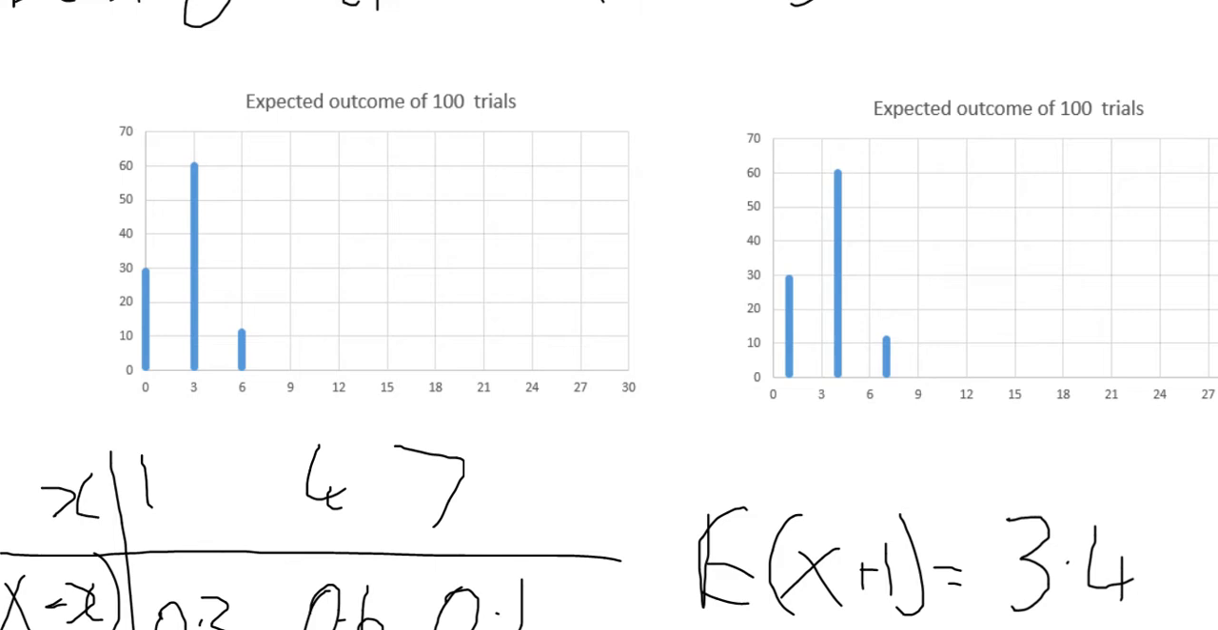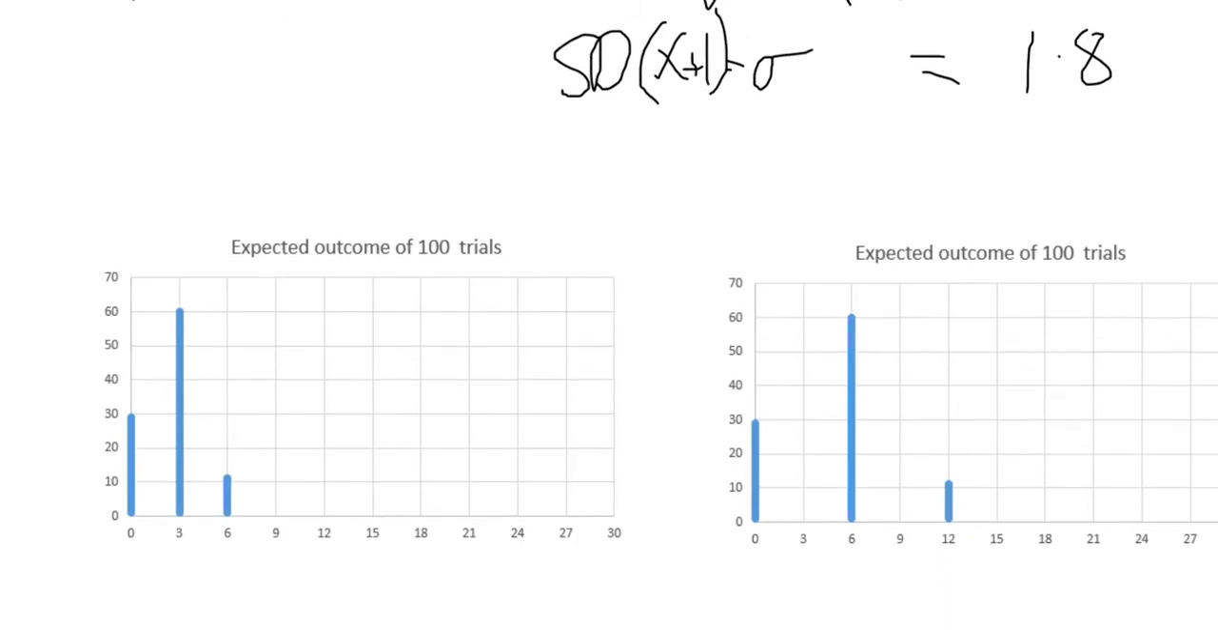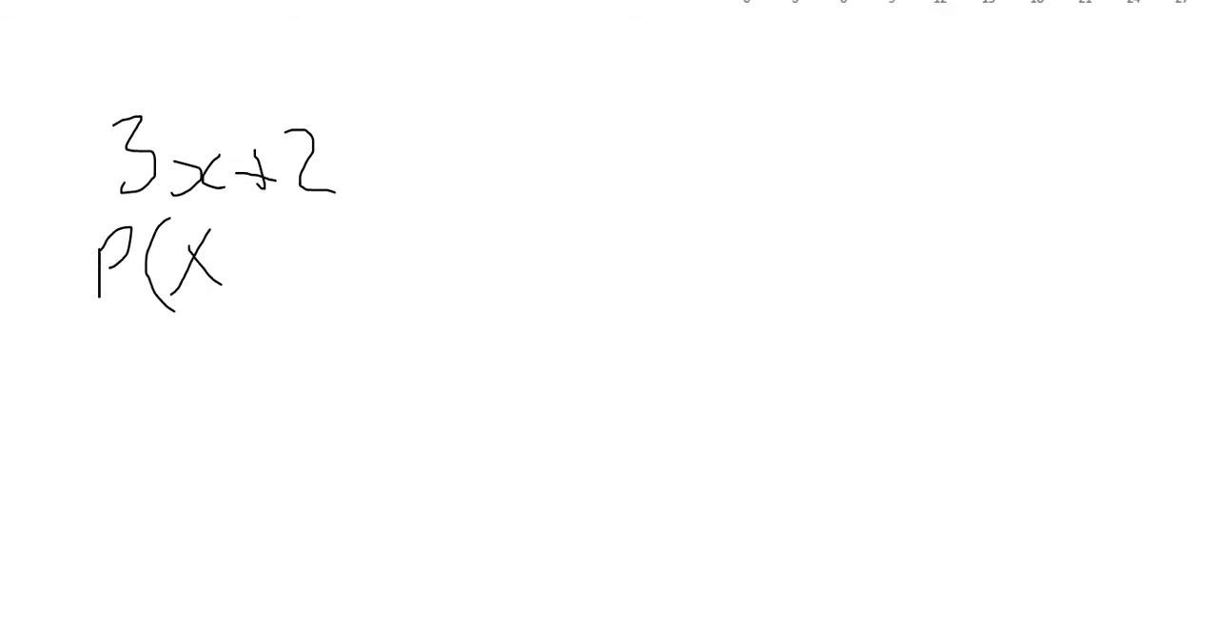Okay, what if we looked at 3x plus 2? So we're going to scroll down, have a little bit of a gap here. What we're looking at is 3x plus 2, and I'm going to find the probability that 3x plus 2 equals that.